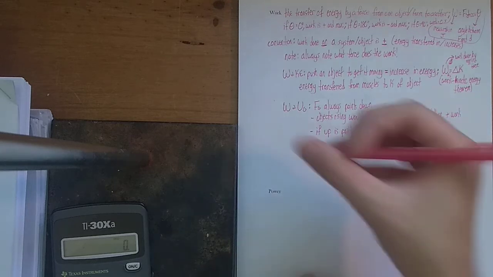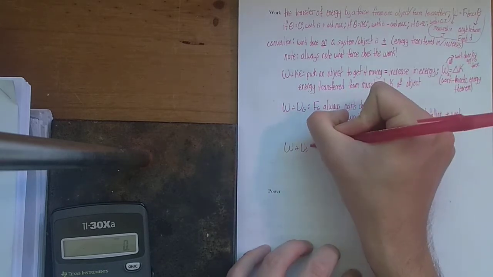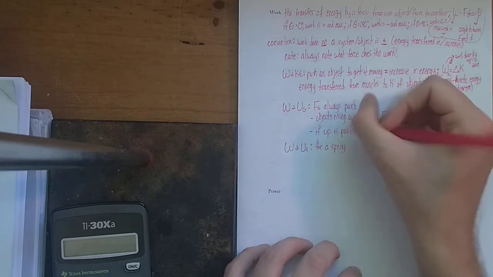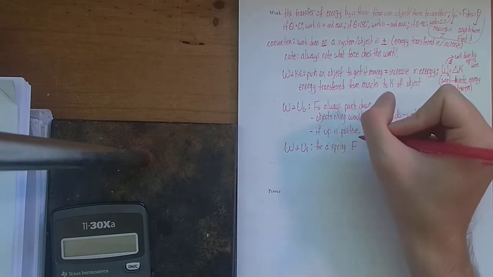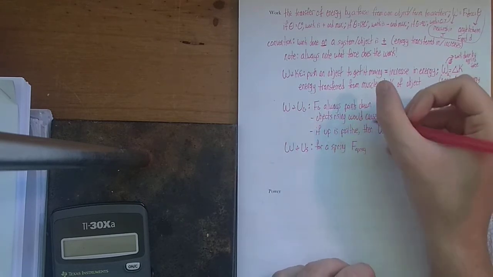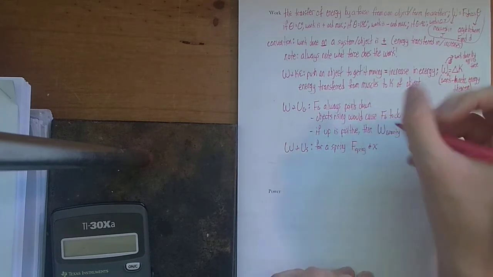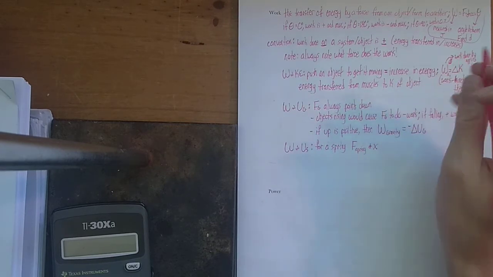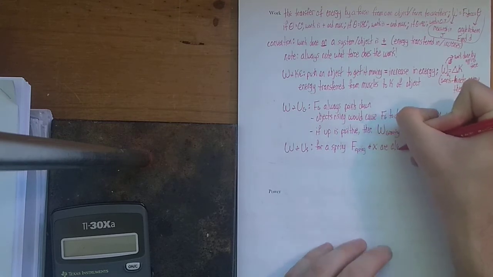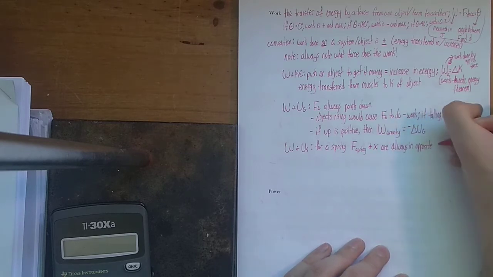If the force of gravity is doing positive work, then the gravitational potential energy must be decreasing. Okay? Let's see here. All right, one more. The relationship between work and elastic potential energy. If you're dealing with a spring, the force that the spring exerts, not the force you put on the spring, but the force the spring exerts itself, and x, the displacement as it stretches or compresses, are always in opposite directions.